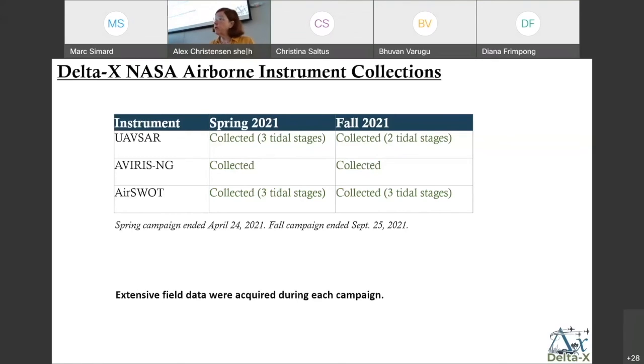We took some of our reserves and we funded a second campaign for AirSWOT so that it could collect simultaneously with UAVSAR. So AirSWOT had both before and after Hurricane Ida acquisitions, and UAVSAR had after Hurricane Ida. And of course, AVIRIS-NG was here both before and after, so it has before and after Hurricane Ida. So it's quite an extensive and valuable data set, I think, for more than just Delta X's uses.